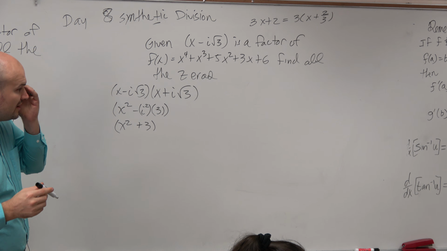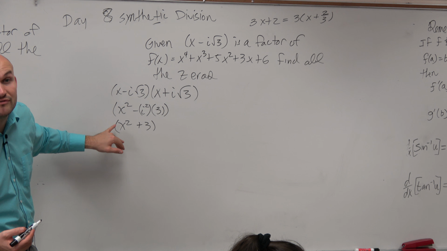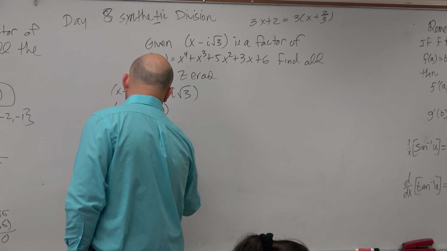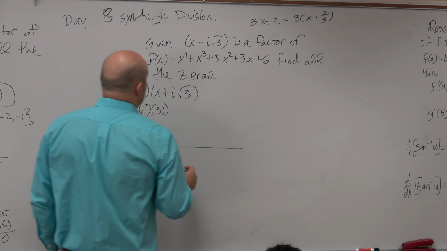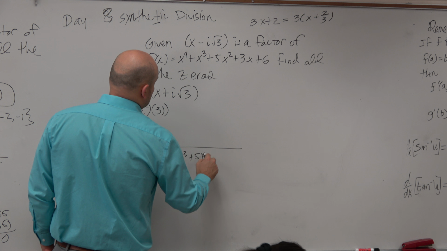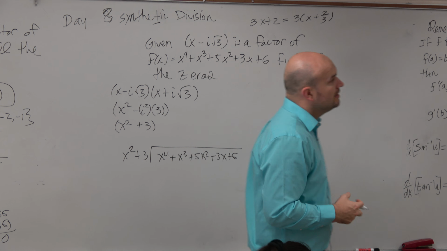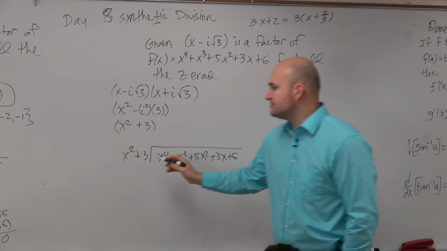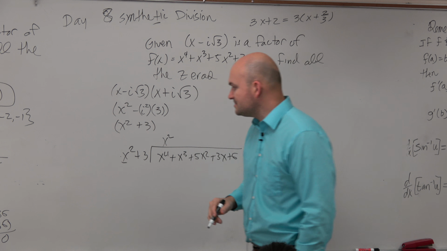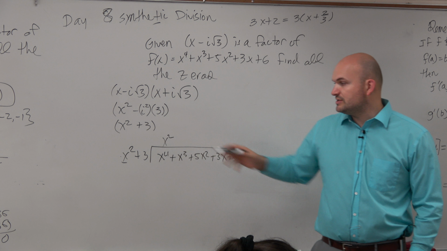OK, so now what we can do is apply long division, because we can't use synthetic division here because it's not a linear factor anymore. So we want to set up long division. So I say x squared plus 3 into this big polynomial, x to the 4th plus x cubed plus 5x squared plus 3x plus 6. And just remember, guys, with long division, you're always using this front term first. So x squared goes into x to the 4th, x squared times x, and then you got to make sure you multiply x squared times both terms of your divisor.